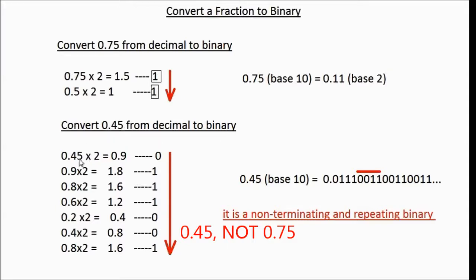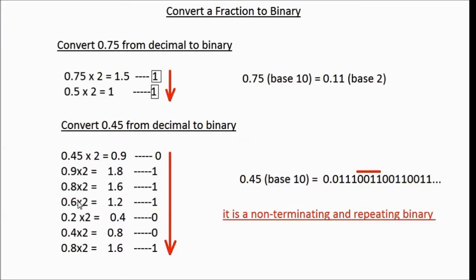So as described, multiply with 2, you have 0.9. Collect the whole number part, which is 0. Take the 0.9, carry over to the next line. Into 2 is giving me 1.8. So collect the whole number part, 1. Carry the 0.8 to the next line. Into 2 gives me 1.6. Collect the 1. 0.6 goes further down.